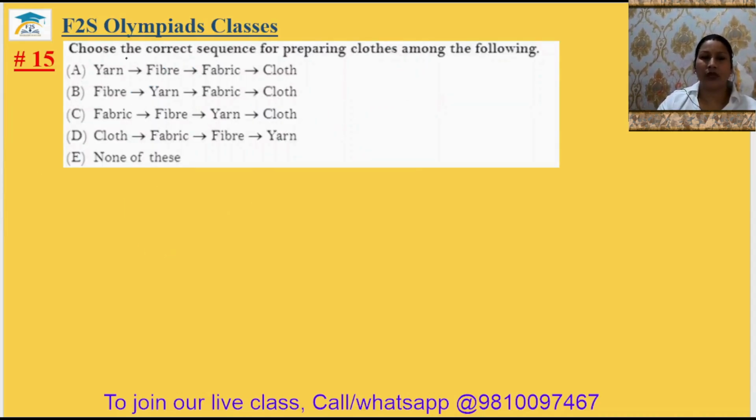Okay, question number 15. Choose the correct sequence of preparing cloth among the following. So yarn and then fiber, then fabric, then cloth. No. First there should be fiber and then yarn. Yarn means the spinning of the fiber and then it will be converted into fabric by the process of weaving, knitting. Okay, then after fabric it is converted into clothes. So answer should be option B. So 15th answer will be option B.